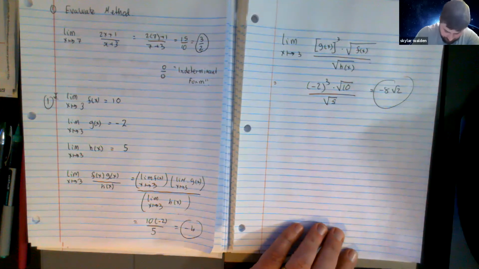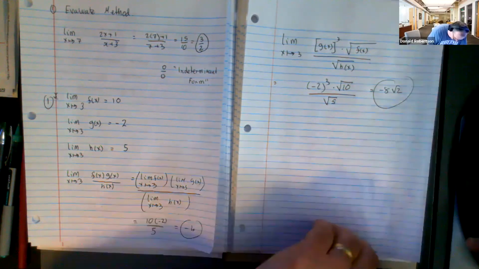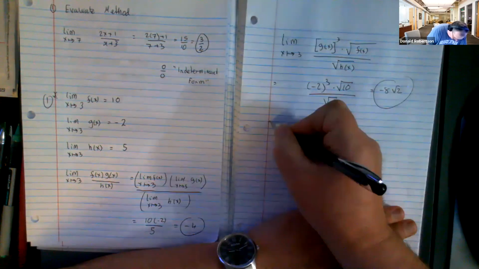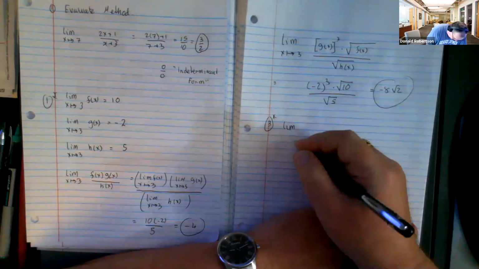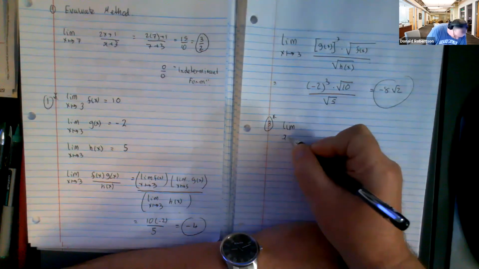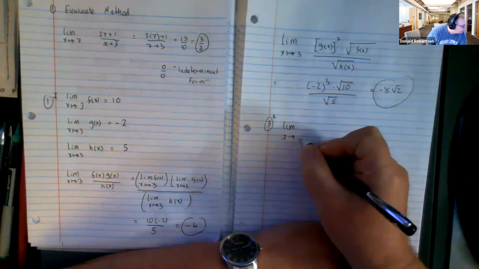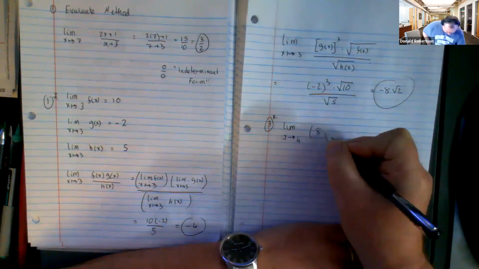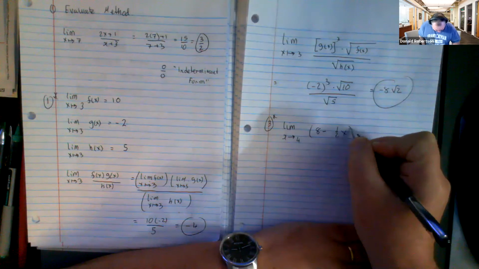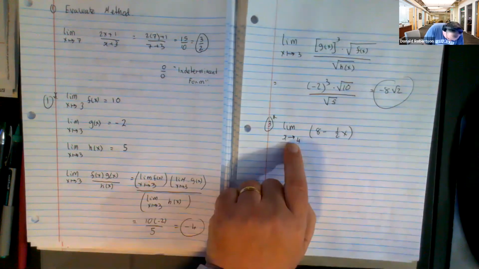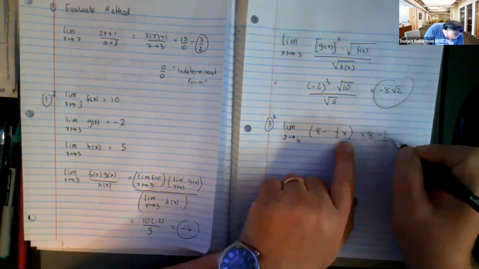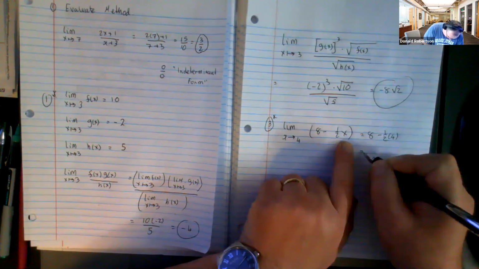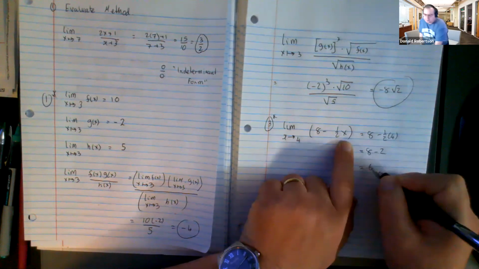Okay, this is question 3, or at least like it. WebAssign keeps changing the numbers, so any question I do probably won't be the one you'll see. Okay, you can plug in 4. It's 8 take away a half of 4. 8 take away 2, the answer is 6.